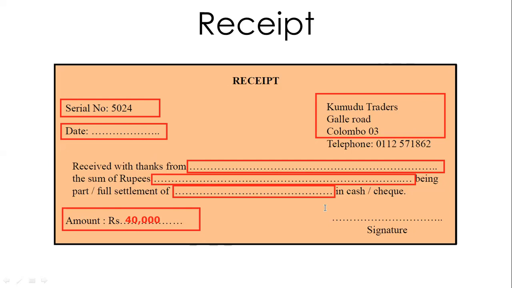And here we put the signature of the collector. Normally this is put by the cashier who is there at that time. Here we call it the signature. Right, signature. Okay. Now this is what you mean by a receipt, or this is a format of a receipt.